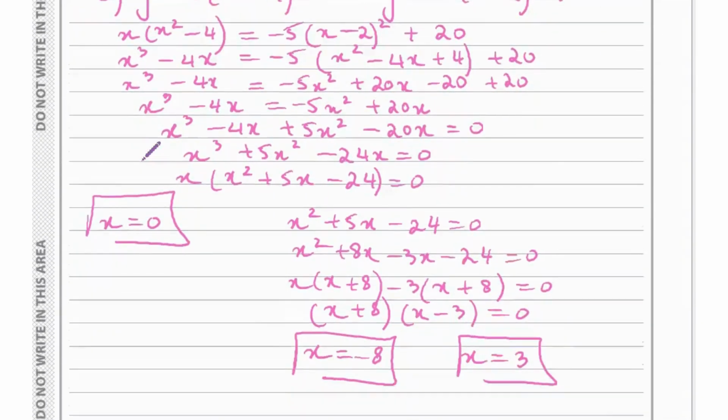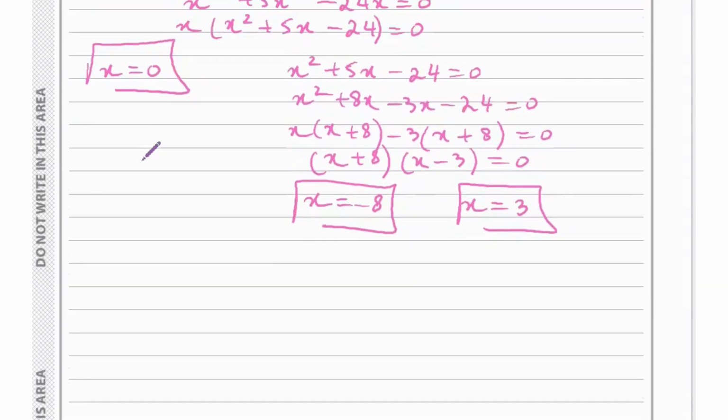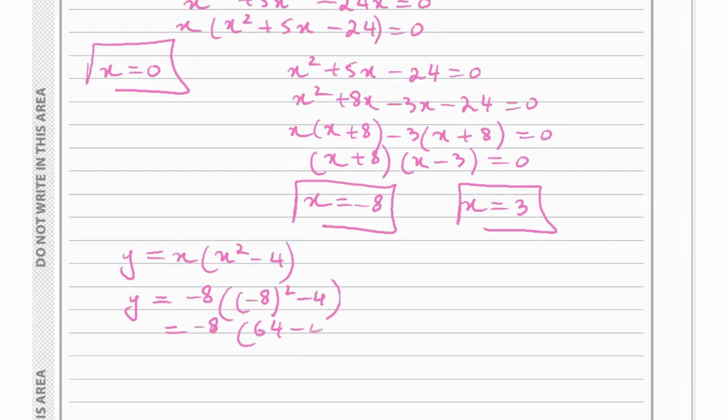So to find the y value, we put negative 8 into either of the equations. So if I choose y equals x times (x squared minus 4), we substitute negative 8. That's going to be negative 8 times (64 minus 4), negative 8 times 60, and that's going to be negative 480. So P is (negative 8, negative 480). That is your coordinate for P.